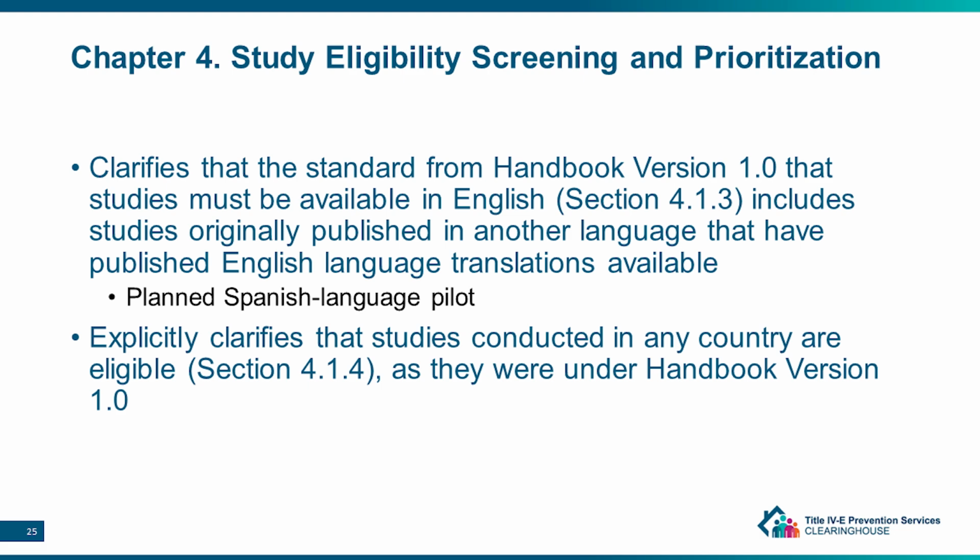This section also indicates that the Prevention Services Clearinghouse is planning to conduct a pilot to understand the feasibility of reviewing studies available only in Spanish. Handbook version 2.0 explicitly clarifies that studies conducted in any country are eligible in section 4.1.4, as they were under Handbook version 1.0.